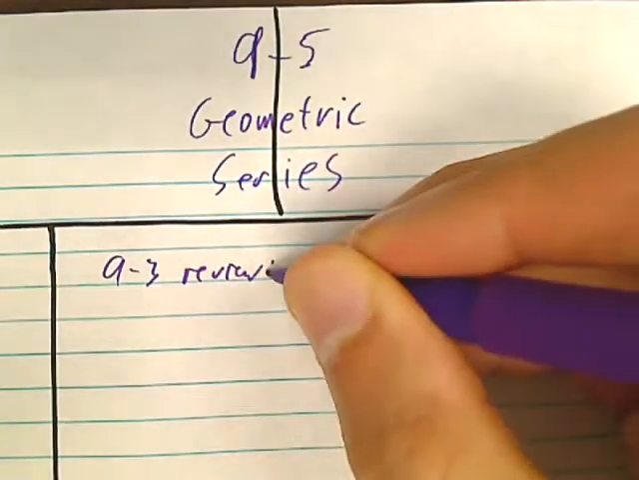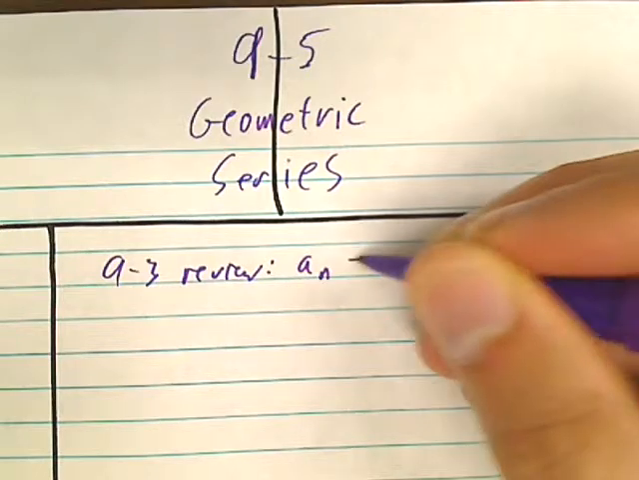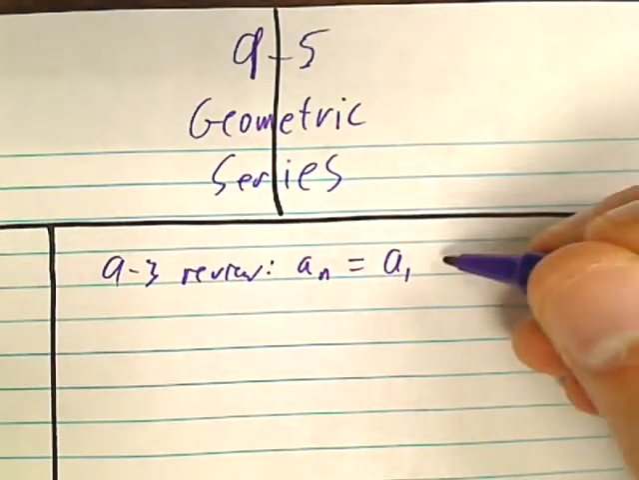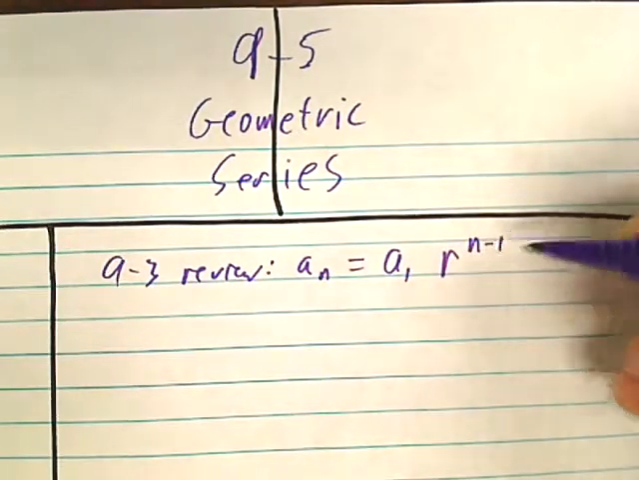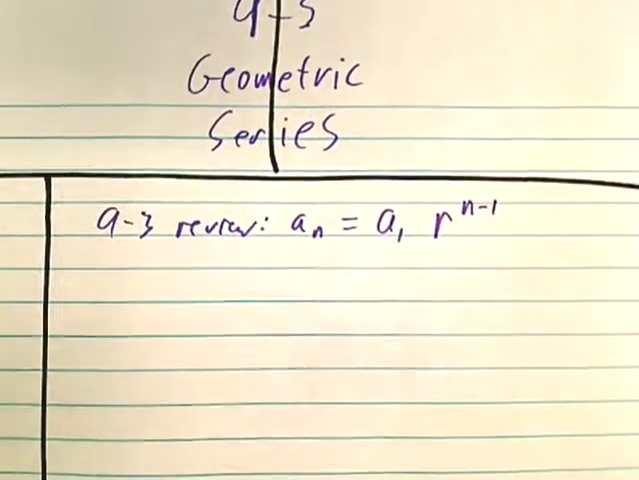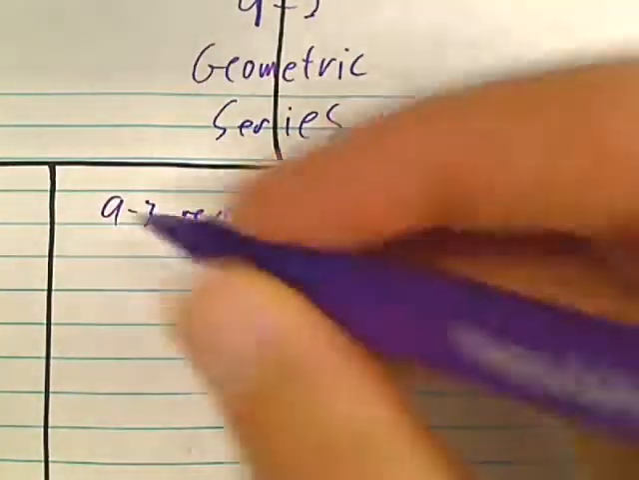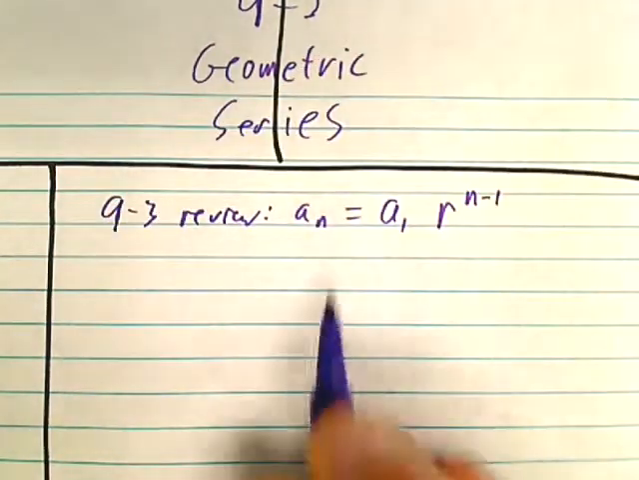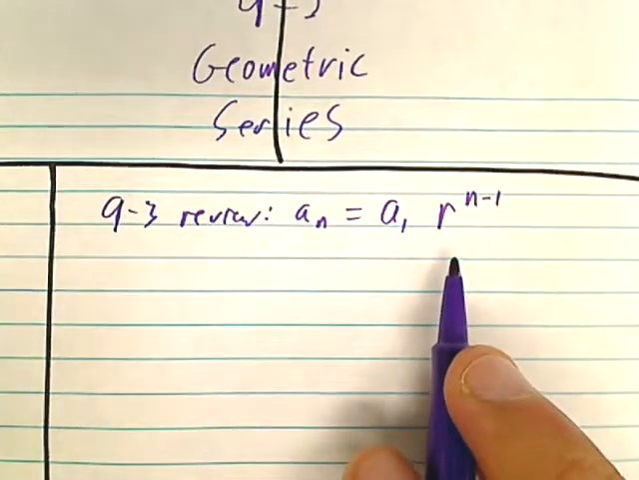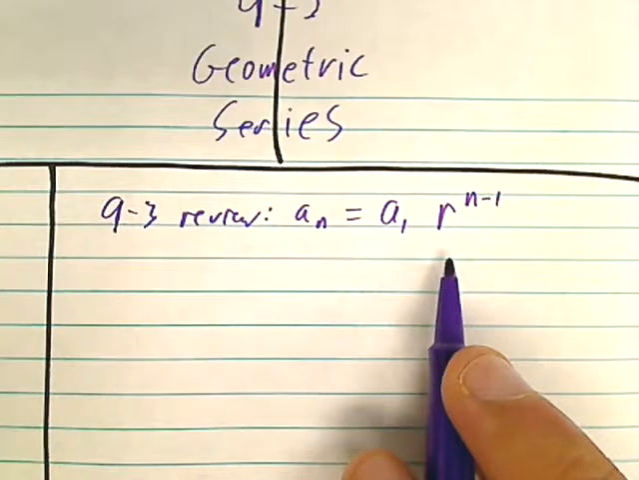And that was that a sub n is equal to a sub 1 r to the n minus 1. That was the formula that we used to do sequences and define particular terms or find whatever missing part we wanted to. So that's our review from section 9.3.